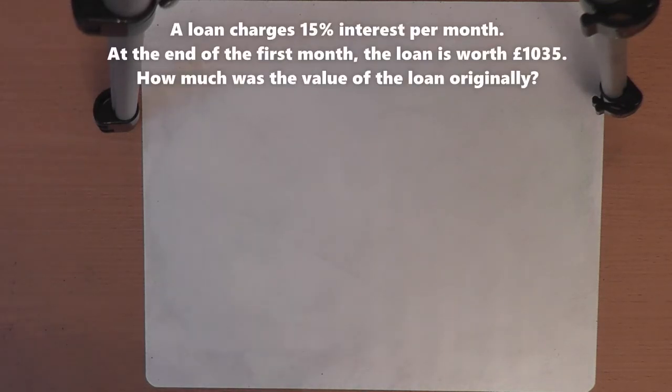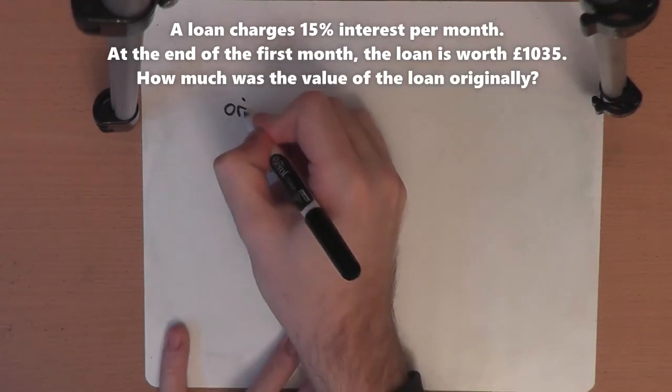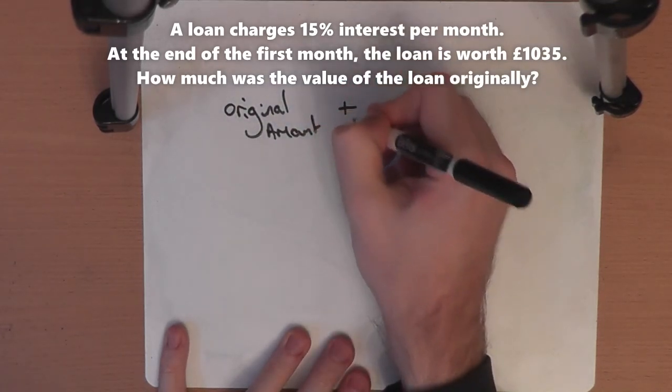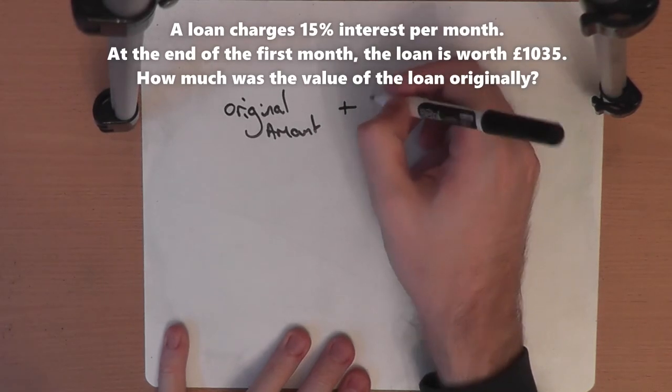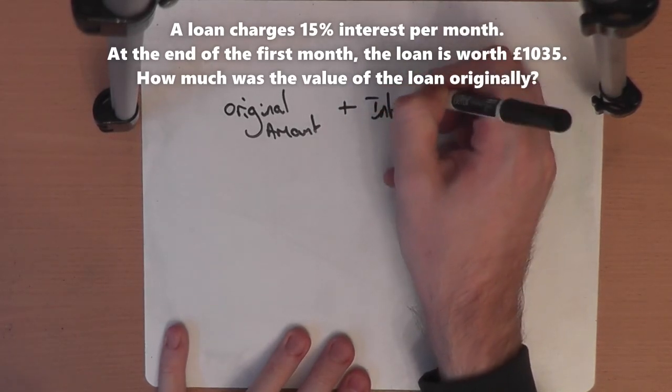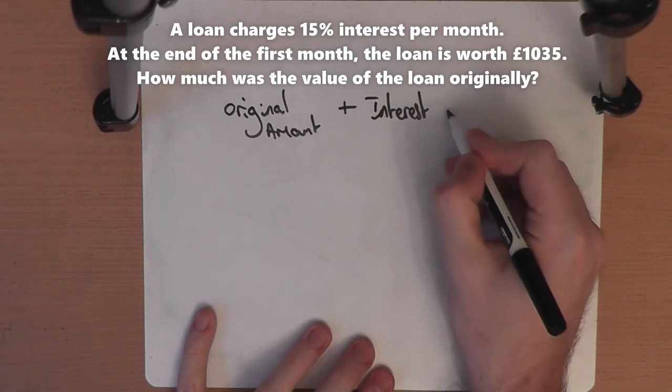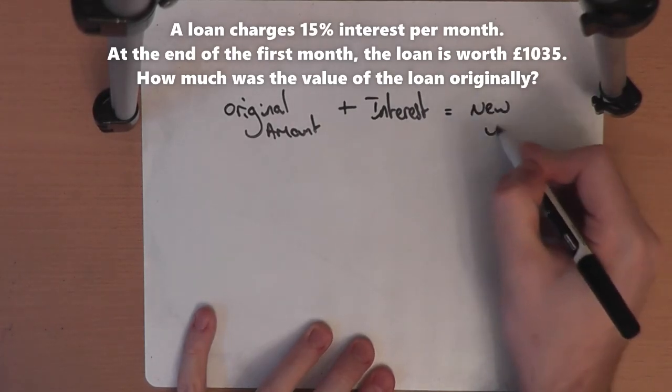Well, the idea is that we take out a loan for a certain amount, and then after the first month, we've got this idea of interest. So interest is value added on top of something. So 15% interest per month means we've had the original amount and then we have added on this time 15% of the original. So we've added on the interest and the amount that we have to pay back, the value of the loan, has gone up because the interest has been added on. So it's increased this time, and that's given us the new amount, the new value.